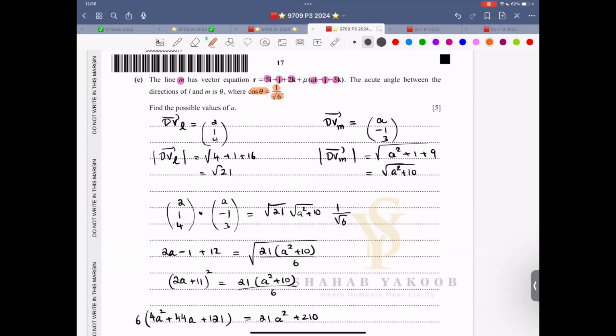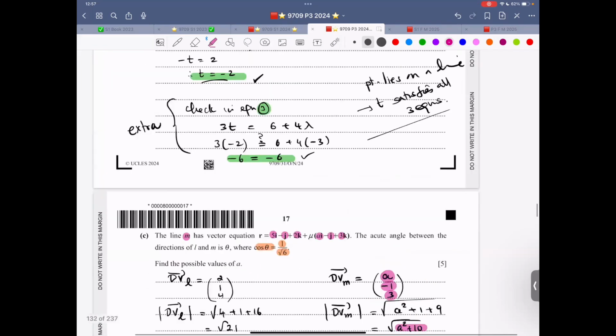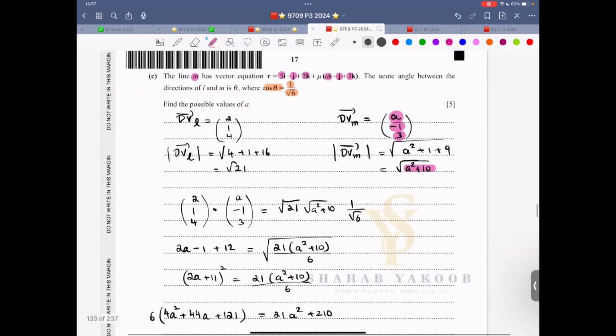Now over here, first of all, let me focus on the direction vector of M. That is A, -1 and 3. And that is the magnitude of this direction vector. Direction vector of L, that is 2, 1, and 4. That is the magnitude. Leave the answer in the square root form. So let me just write it in the square root form. So this is square root of 21.